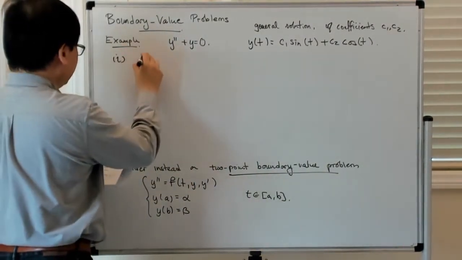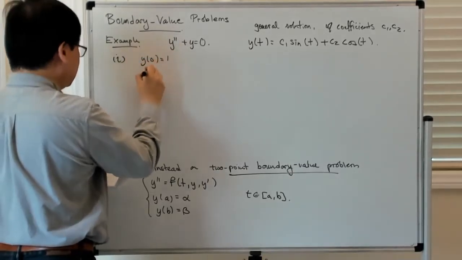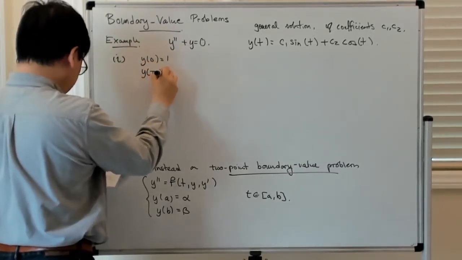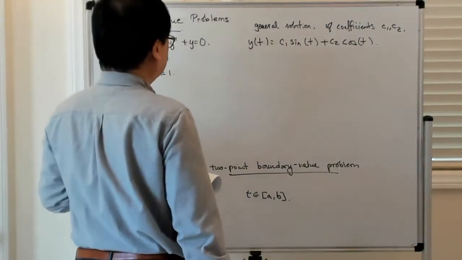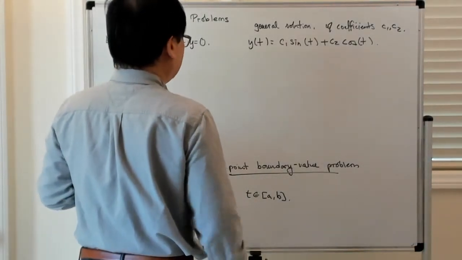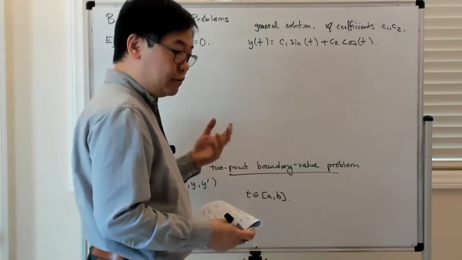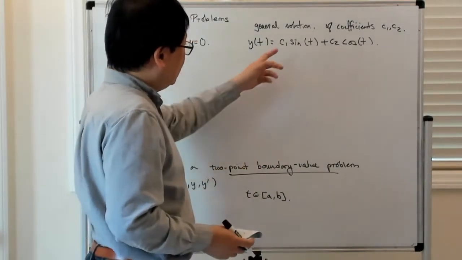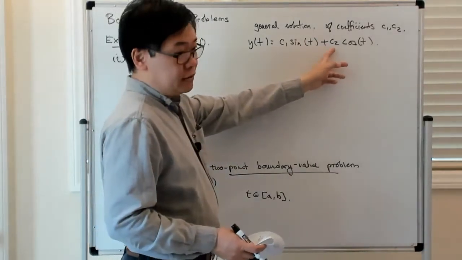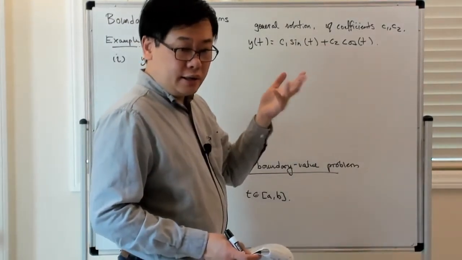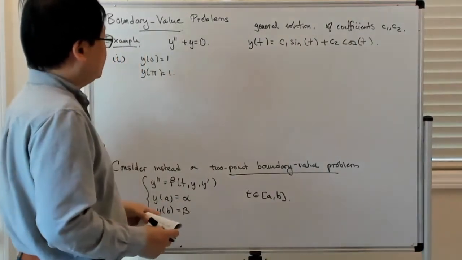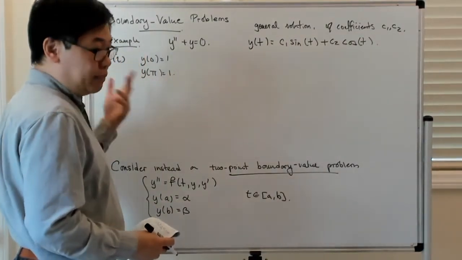So we can look at some boundary conditions. Okay, so we could have y at 0 is equal to 1, and y at pi is equal to 1. The point, as was the case with an initial value problem where you solve for c1 and c2 to satisfy the initial conditions, is that now I'm going to solve for c1 and c2 to satisfy the boundary conditions.